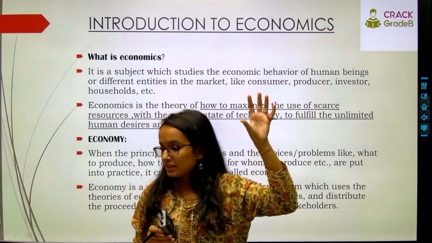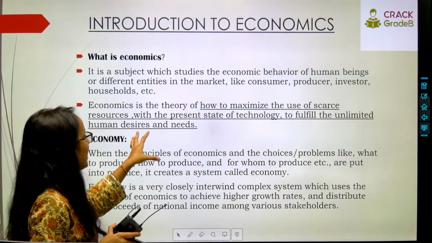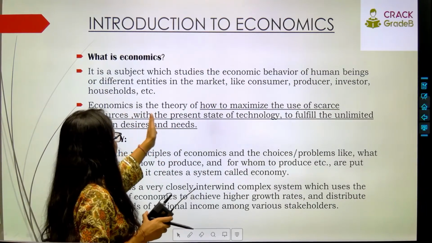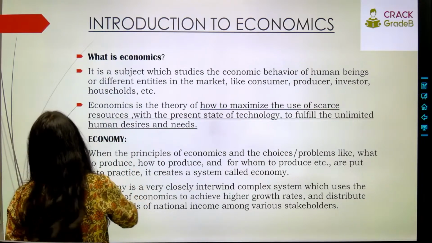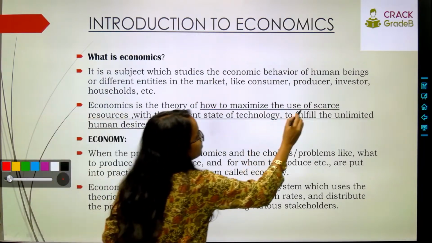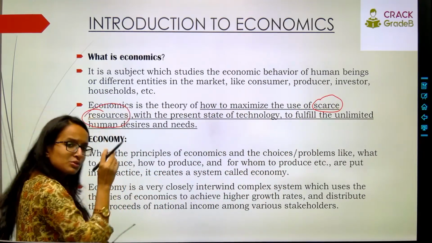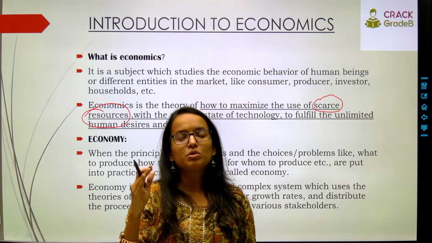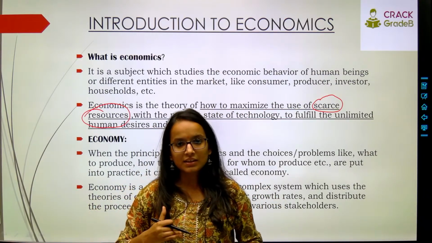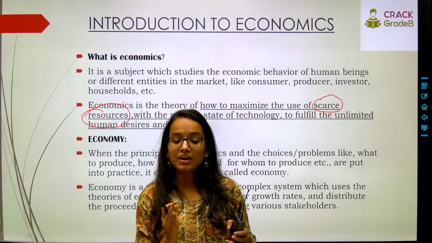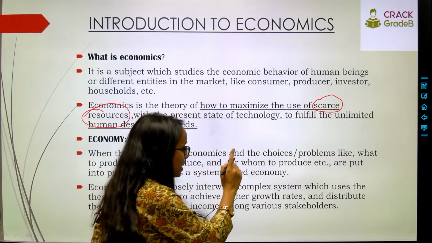Right. So economics in this way tries to understand the behavior of different entities, or you can understand it in this way as well, that economics is the theory of how to maximize the use of scarce resources. Now this is very important. Scarce resources. Resources are there. We are not dealing with the problem of utilizing resources. No, we are dealing with the problem of how to maximize our satisfaction, to maximize our needs with the limited availability of resources. So there is scarcity of resources. Note this point here.